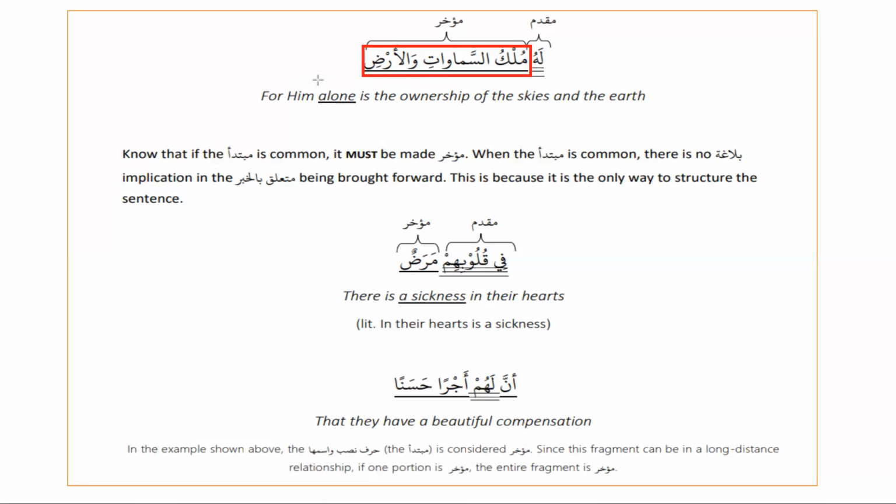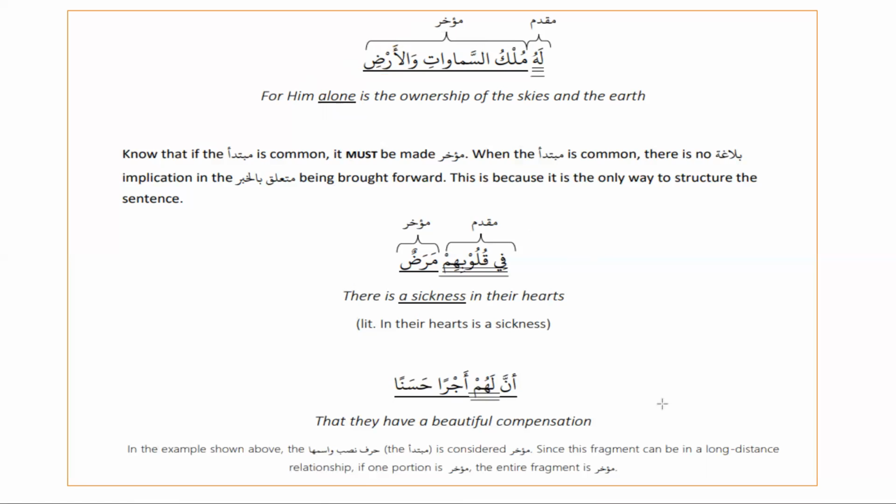Why are we bringing alone? Because there is MBK, mutaliq bil khabar muqaddam, and there is a mubtada muakhar which is marifa. So if mubtada muakhar is marifa, then we are going to translate as alone or exclusively. So there is exclusivity if this pattern is there. Okay. So this is the one pattern we learned in the previous slide.